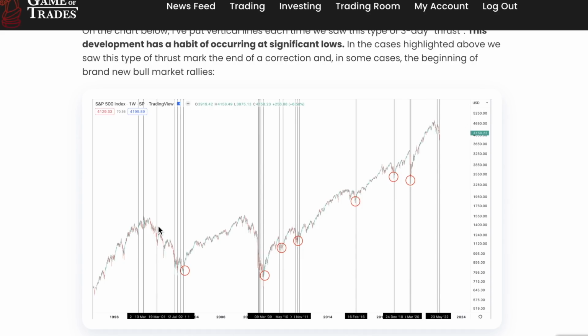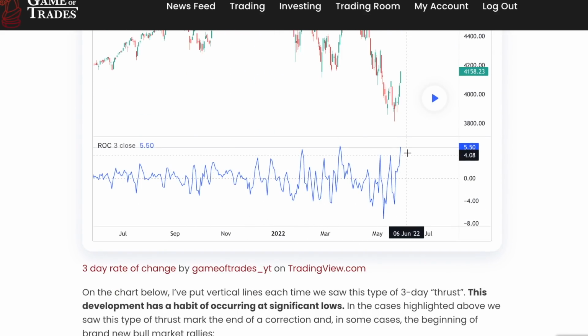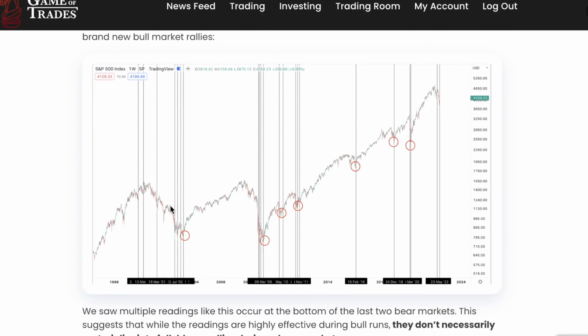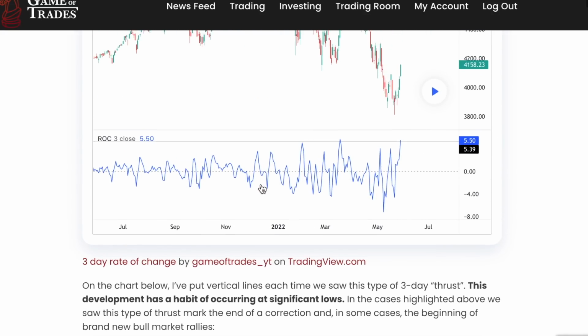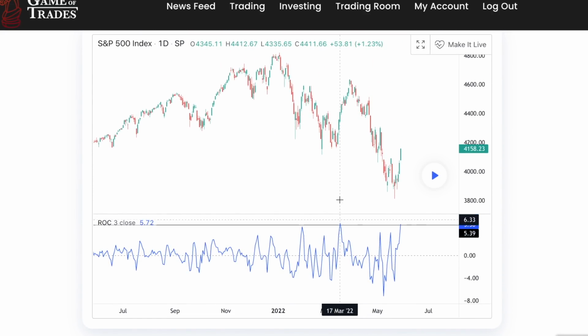In fact, even in 2001, here in March 2001, we had that type of 3-day thrust, and it led to a nice 20% run. Again, this chart makes it look nice, right? That these often correspond to lows, but look at 2008, for example. We had several readings and the market just continued to come down. Now, a bottom was forming throughout this period, but it didn't trigger a nice rally for months. And same thing in 2003. And another big point to highlight is that we had the same thing in March 2022.